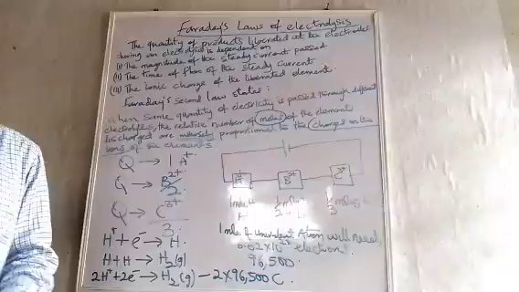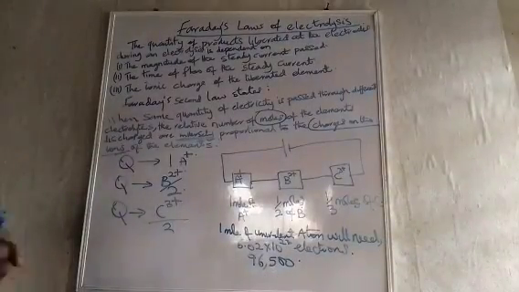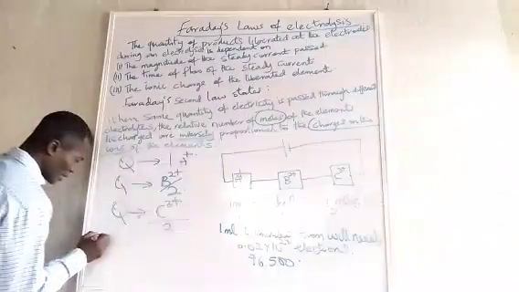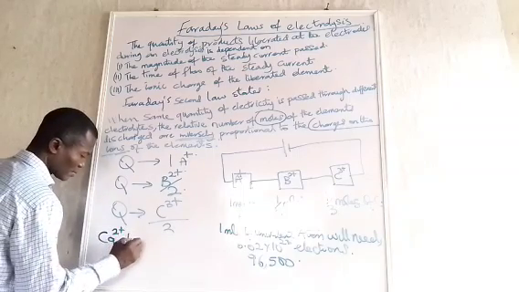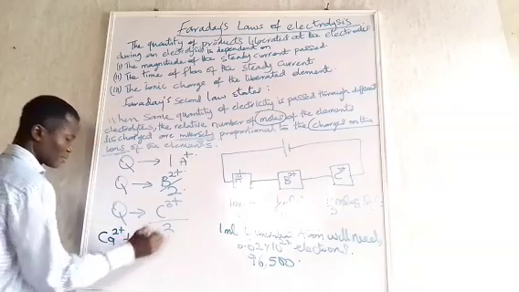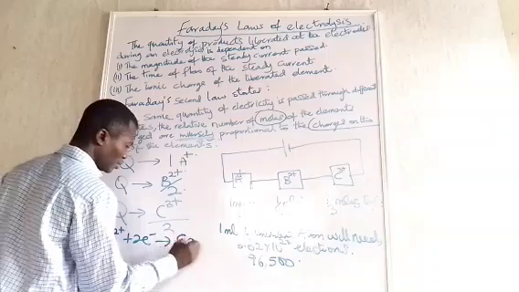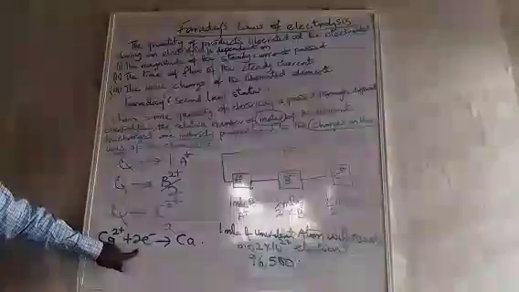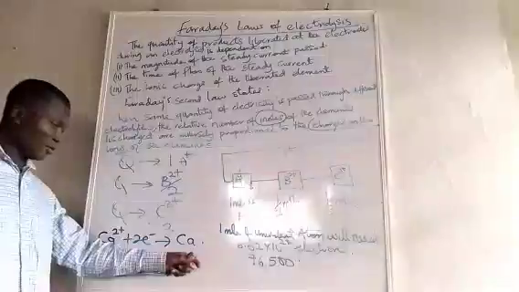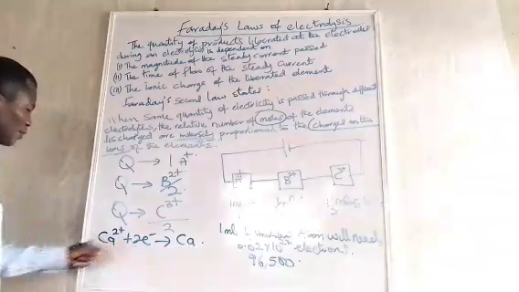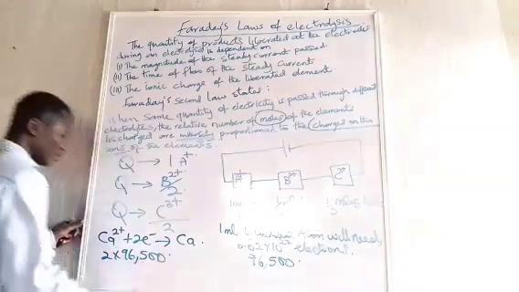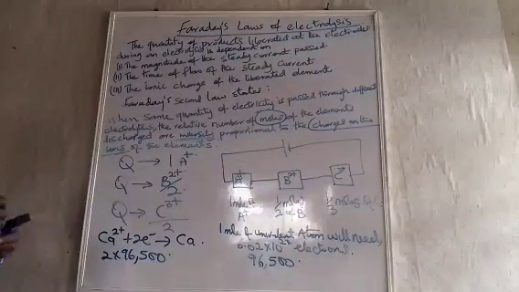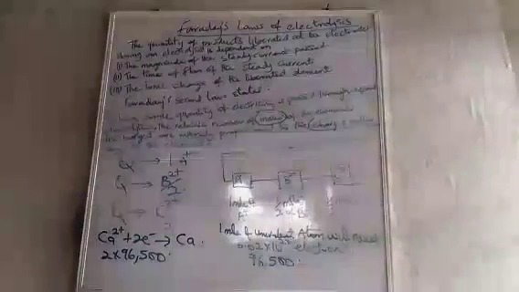Now let's look at another one. Look at this. Ca2+ is going to give me Ca. You can see that I need 2 moles of electrons to give me 1 mole of calcium. So it means that for this one, I will need 2 times 96500. That is it.